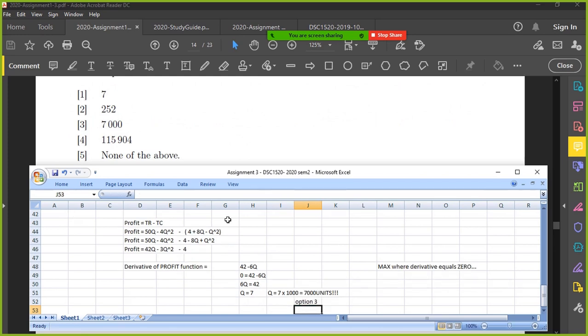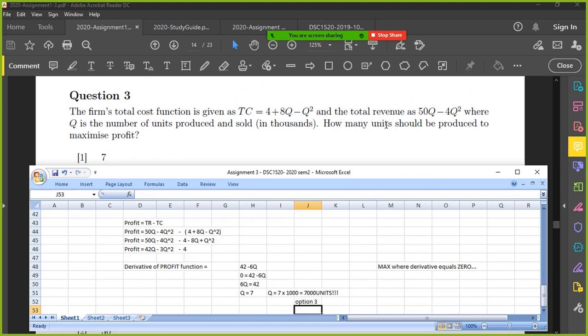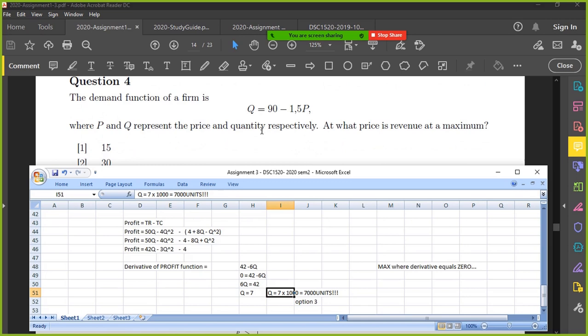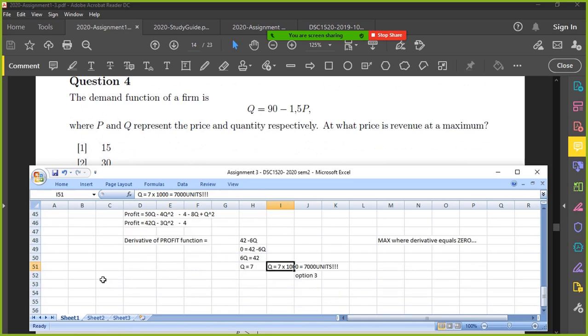Only because they said in the question how many units. Do you see that? Yes. All right, so because they're asking me for the number of units, it would be 7,000 units. Q has a value of 7, but in units, it's multiplied by 1,000. Okay, happy with that one? Okay, perfect.